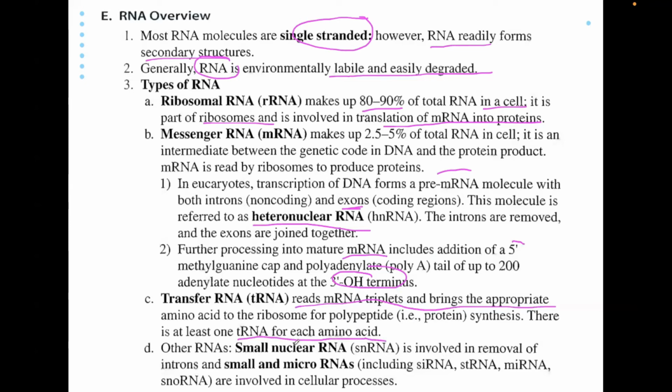And lastly, we have small nuclear RNA. It is involved in the removal of the introns. And your small and micro RNA are involved in cellular processes, but mainly these are the main types of RNA that have a large involvement in the translation from RNA up until your proteins.